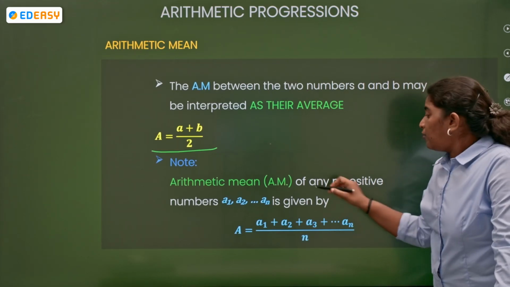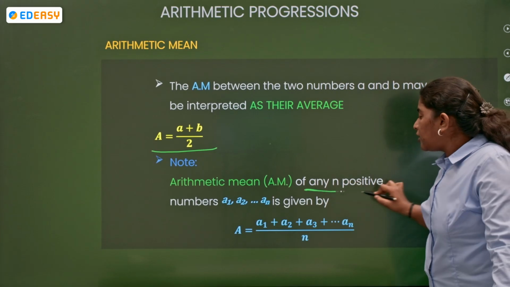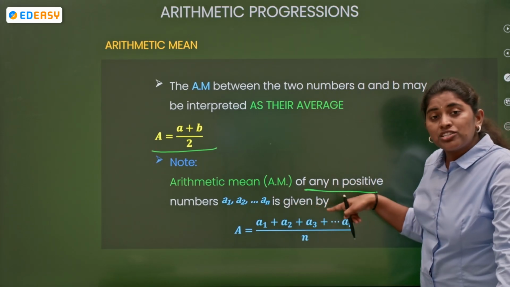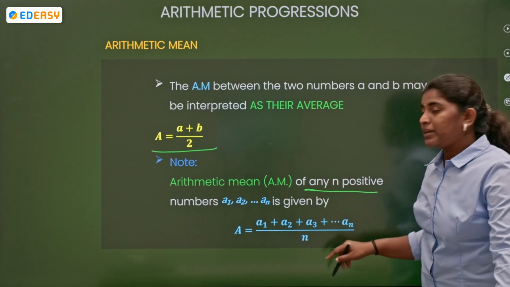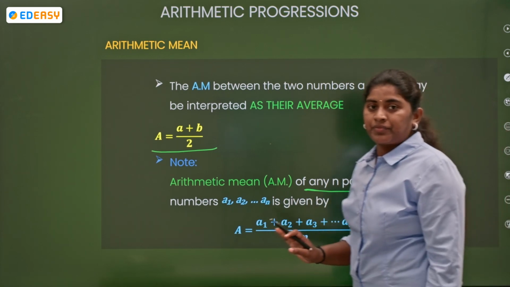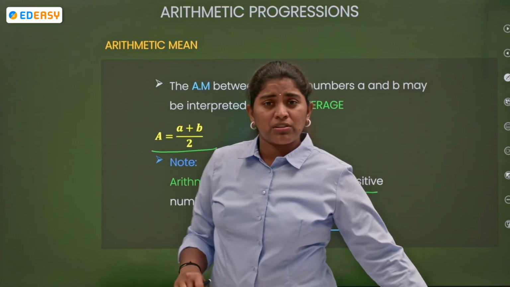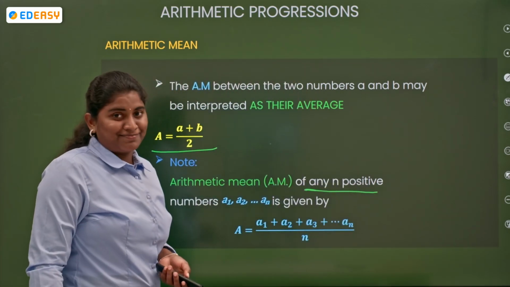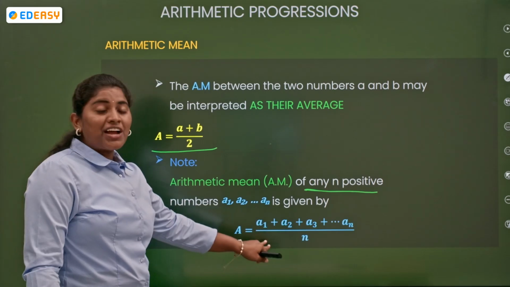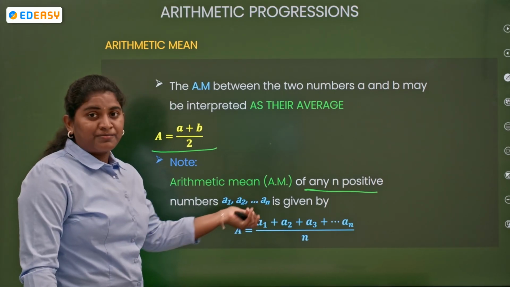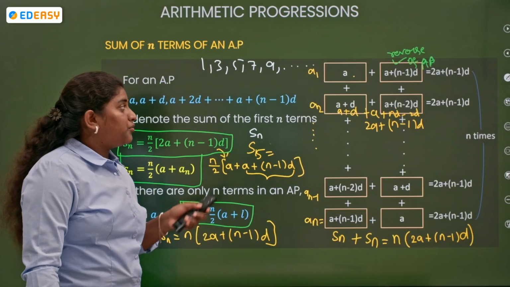Now the arithmetic mean of n positive numbers, that is a1, a2, and so on up to an, will be given by the sum of those terms by n. So simple concept. Arithmetic mean, as we know, we have been studying from grade 8, right? If you take this value, you can find that it lies between a1 and an. Moving to the next.